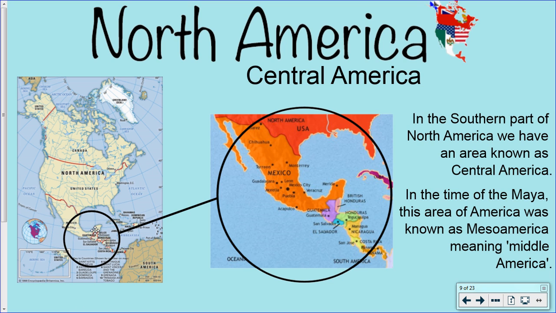Central America. So Central America is part of North America, but because it's the most central part between all the Americas, so including South America, it's known as Central America. And it included these countries here, so Mexico, Guatemala, Honduras, Belize, El Salvador, Nicaragua, Costa Rica. But in the time of the Maya, this area of America was known as Mesoamerica, and it meant the Middle America. Now we just say Central America instead.